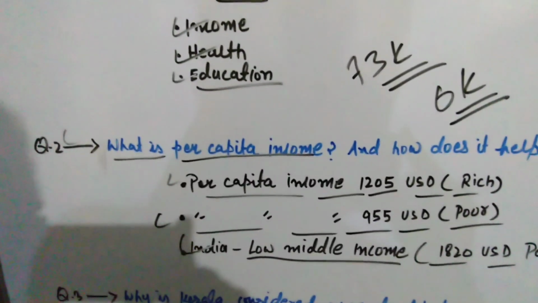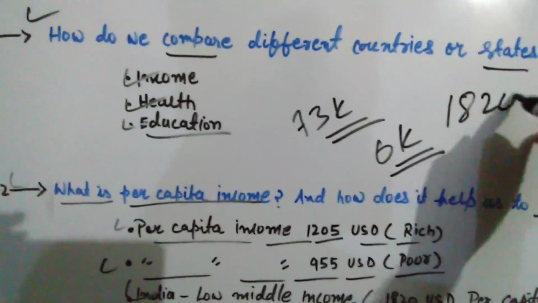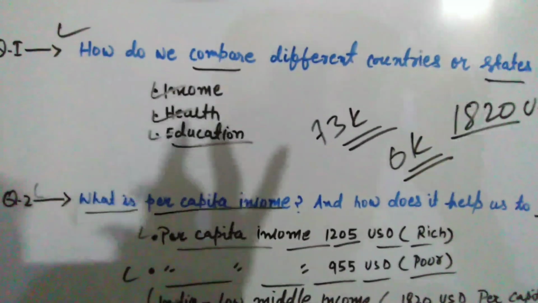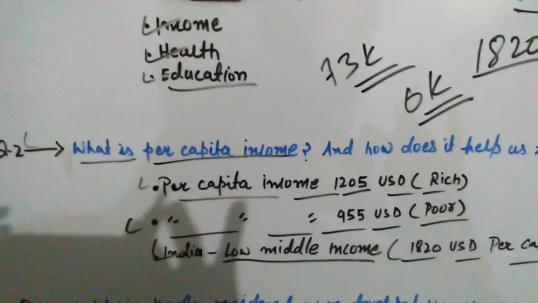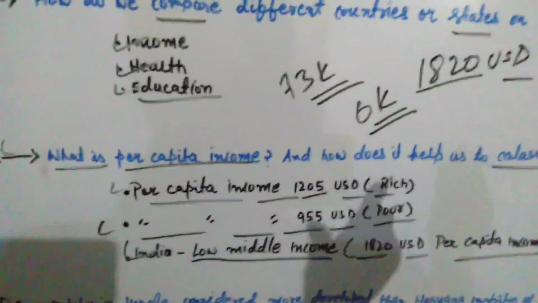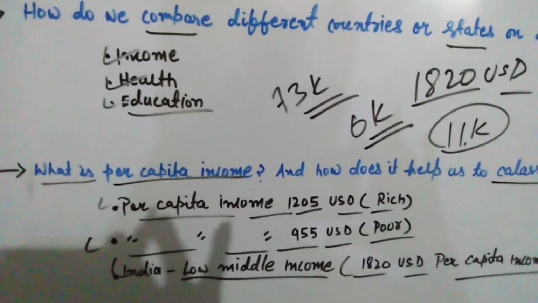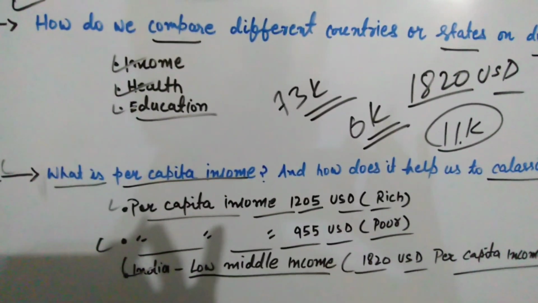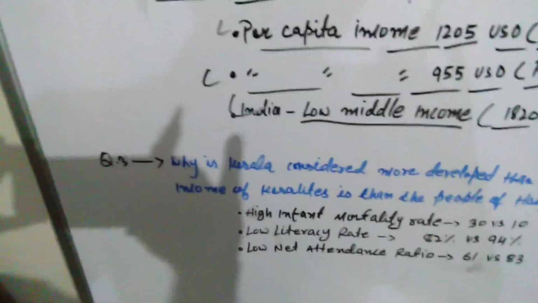1820 United States dollar per year. That is equal to 11,000 Indian rupees per month. So therefore, India is neither a poor country nor rich country. I hope that you understood this question. Now I am going to describe last question.